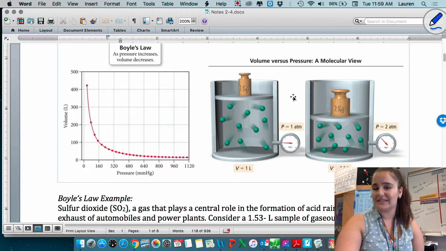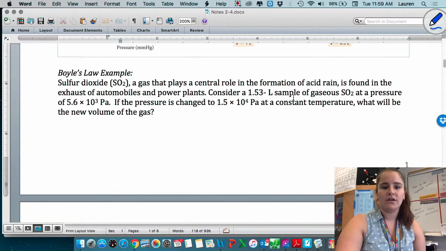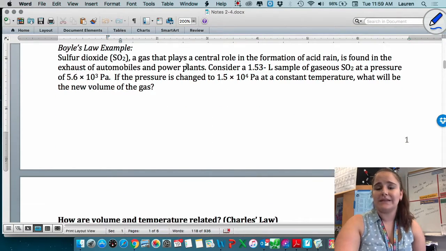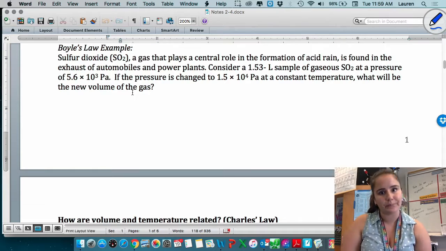Okay, so let's do an example of Boyle's Law. Sulfur dioxide is a gas that plays a central role in the formation of acid rain and is found in the exhaust of automobiles and power plants. Consider a 1.53 liter sample of gaseous sulfur dioxide at a pressure of 5.6 times 10 to the third pascals. If the pressure changes at a constant temperature, what will be the new volume?